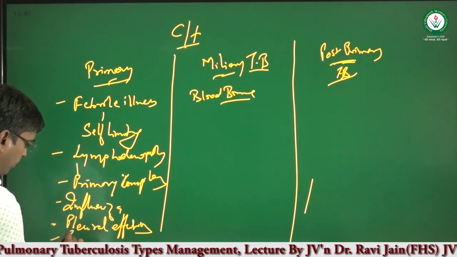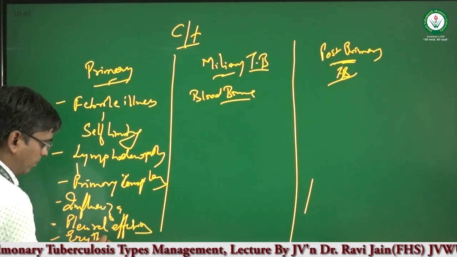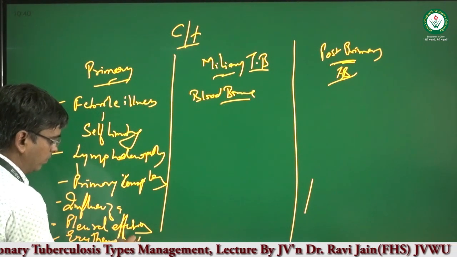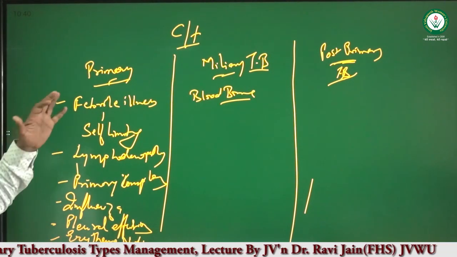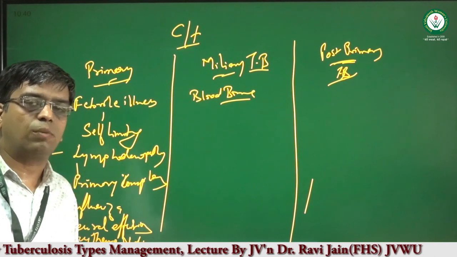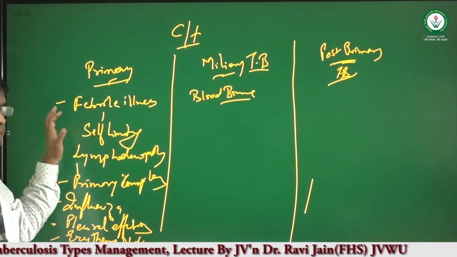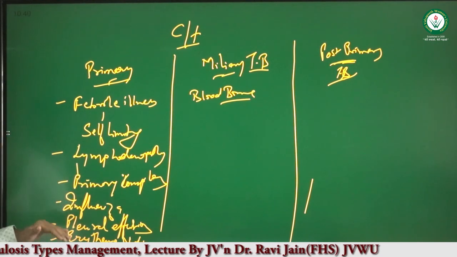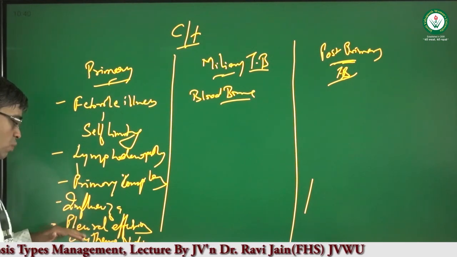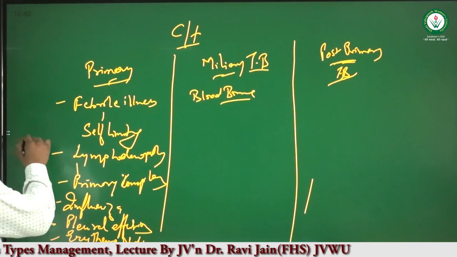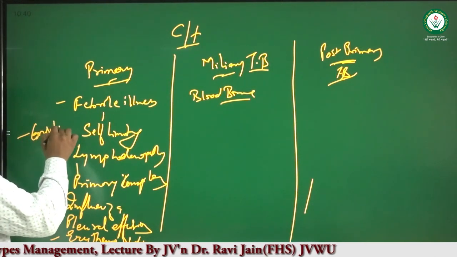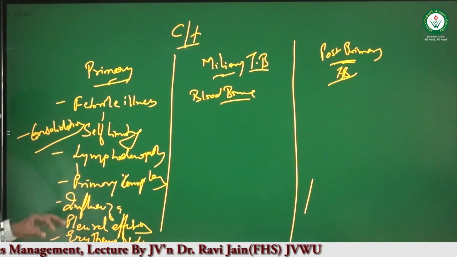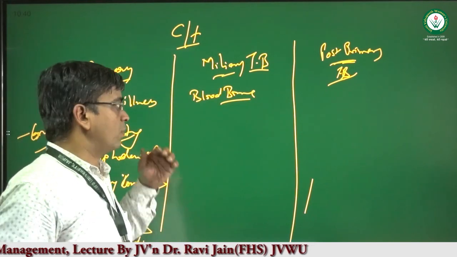And erythema nodosum. So these are the features of primary pulmonary tuberculosis when the tuberculosis is coming for the first time. We have self-limiting febrile illness, lymphadenopathy, primary complex formation, influenza-like features, pleural effusion, erythema nodosum, and also there is consolidation of the lungs. So these are the features of primary pulmonary tuberculosis.